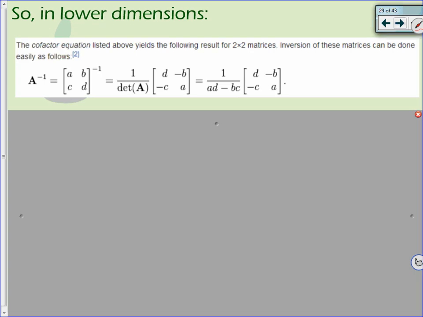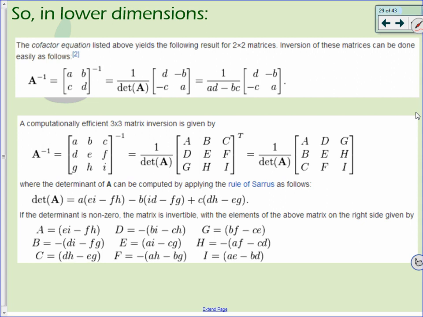Okay, so in lower dimensions, we know that this is the case. You guys learned this as freshmen, the definition of an inverse. But it actually is fully related to this cofactor method. The reason that we switch the A and the D and negate the B and the C? We negate the B and the C because of the checkerboard pattern. We switch the D and the A because these are actually the cofactors, and we're taking the transpose of it.